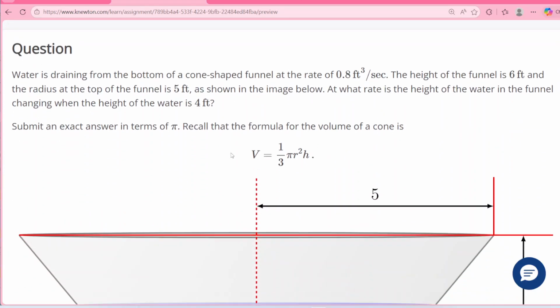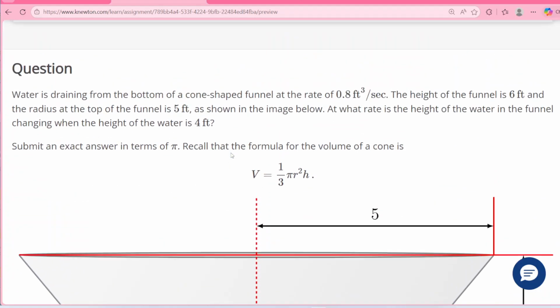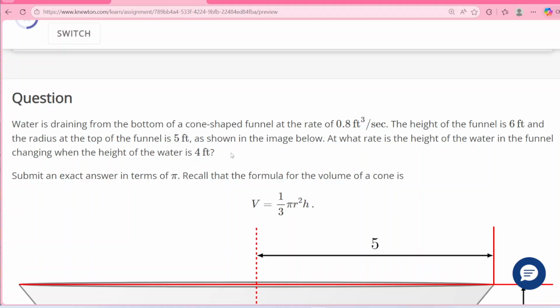Right, then back to more of the volume stuff. So this is another one with a funnel, another one with a picture. So water is draining from the bottom of a cone-shaped funnel. So this is a cone. And look, they even remind you of the volume of a cone. How kind.